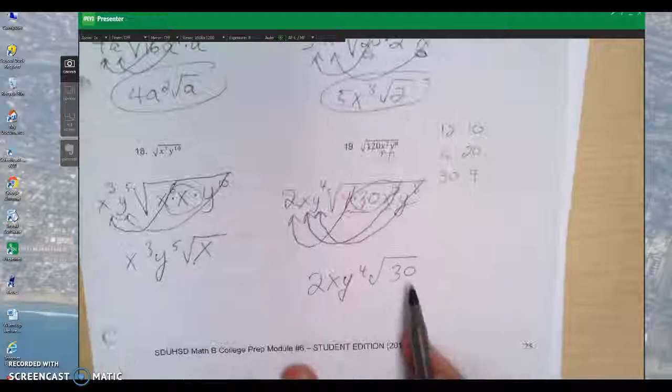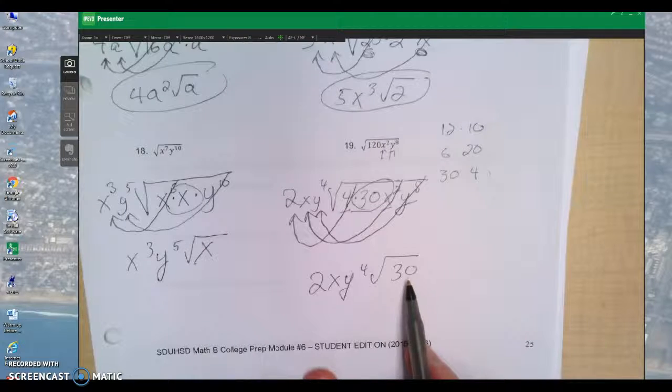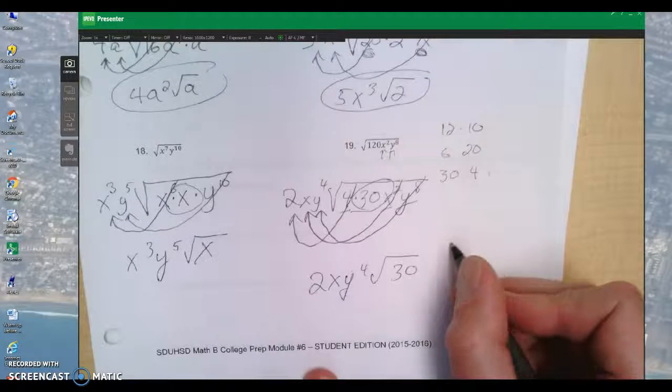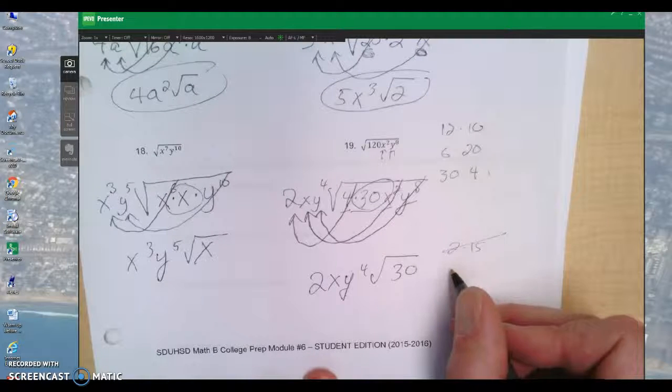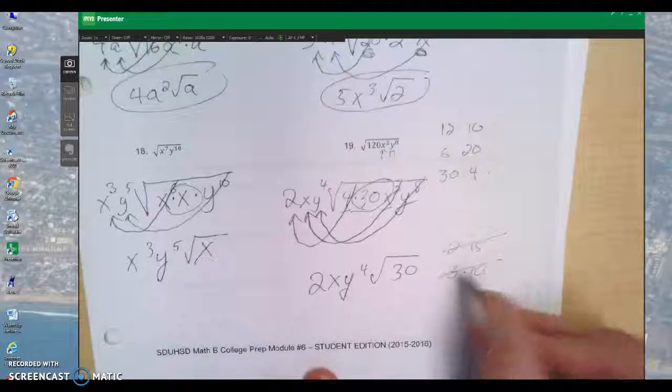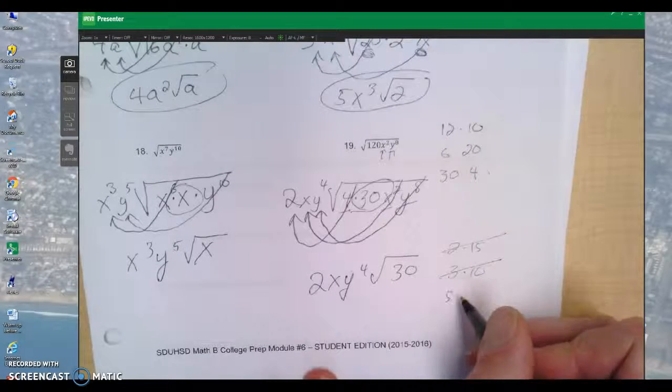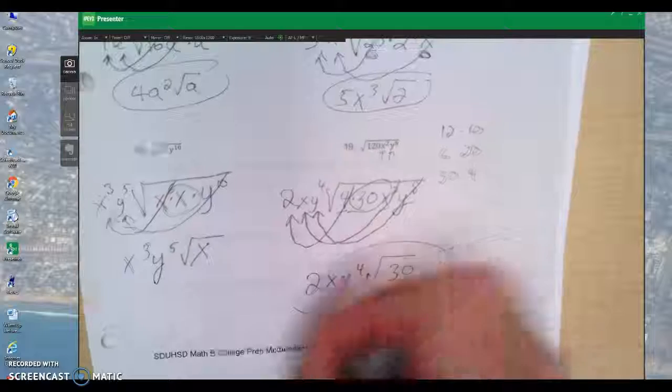When I say stay put, though, I want you to check. What are the factors of 30, just to make sure we're done? Well, 1 and 30, who cares? 2 and 15, are either one of those perfect squares? Nope. 3 and 10? Nope. 5 and 6? Nope. We're done.